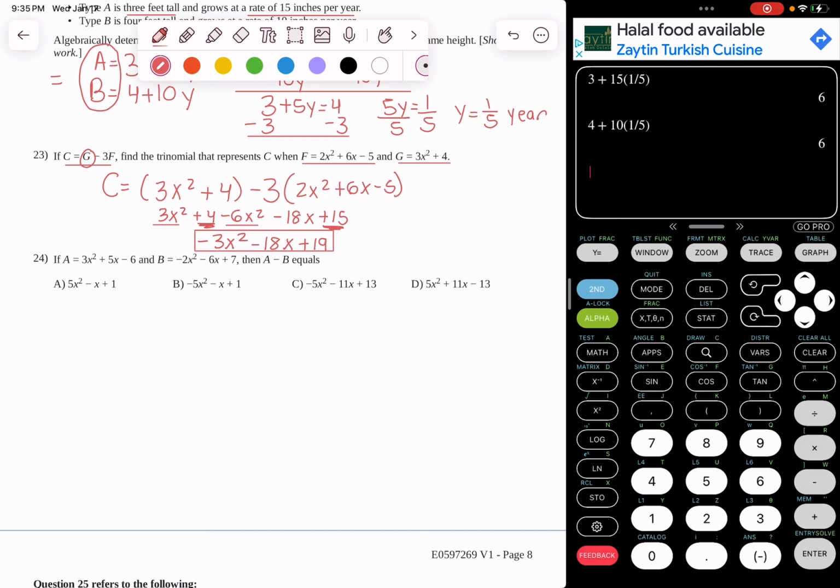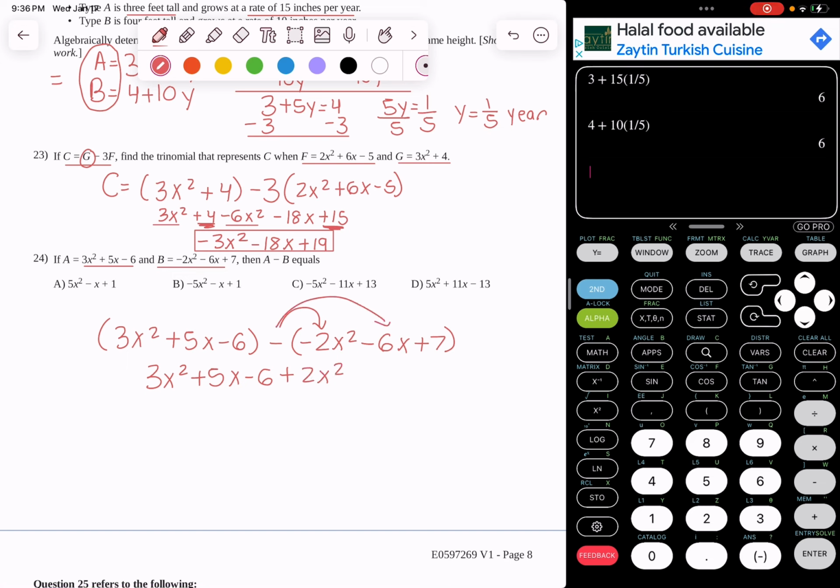Let's look at 24. If A equals this and B equals this, then what is A minus B? All right, A is 3x squared plus 5x minus 6 minus my B, which is negative 2x squared minus 6x plus 7. All right, so we're going to have 3x squared plus 5x minus 6. And let's distribute this negative. Negative times negative 2x squared is positive 2x squared. Negative times negative 6x is positive 6x. And negative times 7 is negative 7.